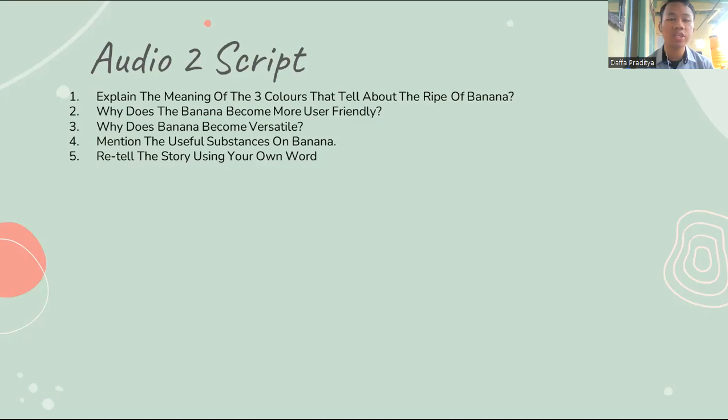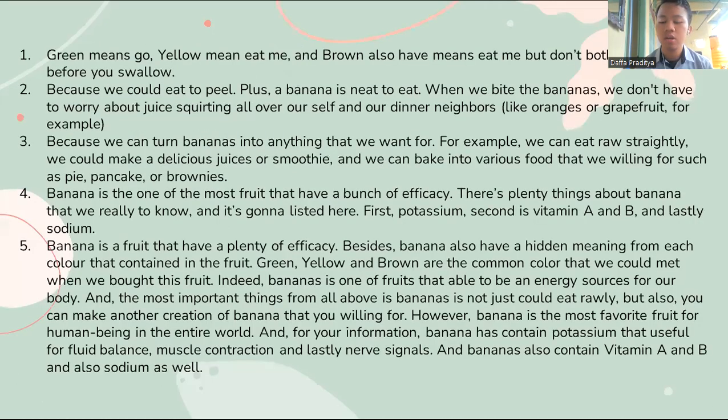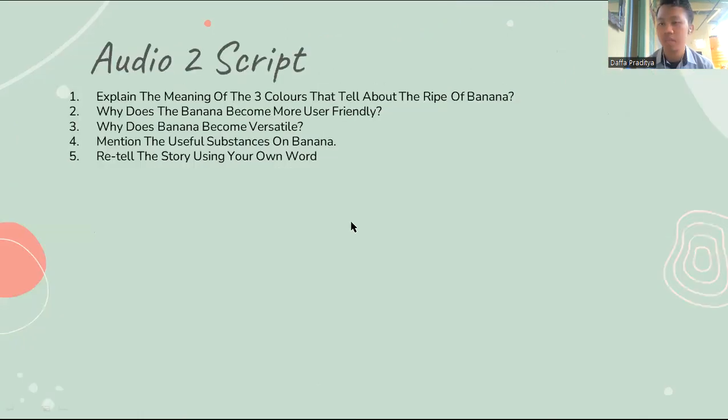The first question is: explain the meaning of the three colors that tell about the ripeness of a banana. Here we go. The first answer is: green means go, yellow means eat me, and brown also means eat me, but don't bother chewing before you swallow. Okay, that's the first answer and also the first question.